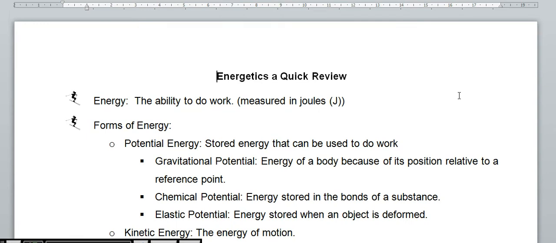So hopefully you've pre-read this note already, and if you haven't, pause the video now and go through and pre-read this quick review note, and then come back, because I'm going to go through this pretty quickly, and a lot of it is things that you already know. So if you haven't already done so, pause the video now, pre-read this note through fully, and then come back.